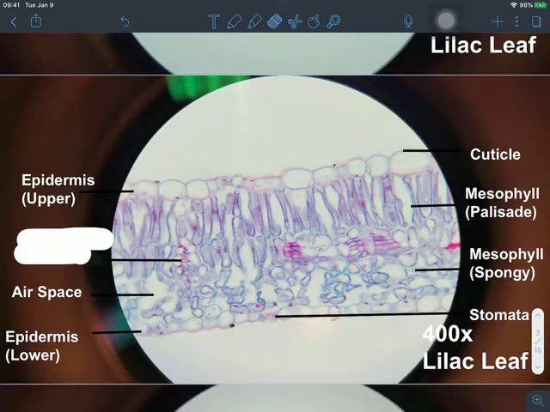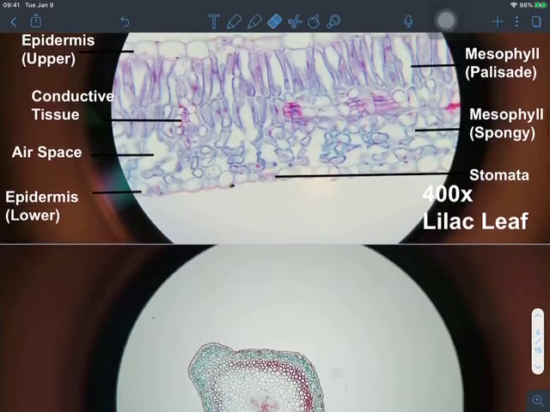The last unlabeled feature is our conductive tissue, which is kind of a mess here, but we'll take a look at it in greater detail next. Now, of course, you should pause the video here and draw what you see, labeling all of these different tissues.